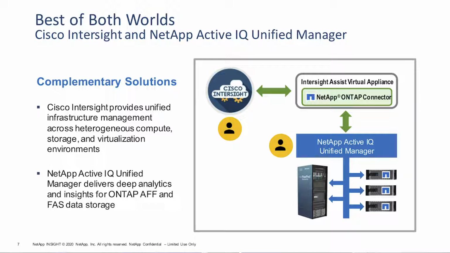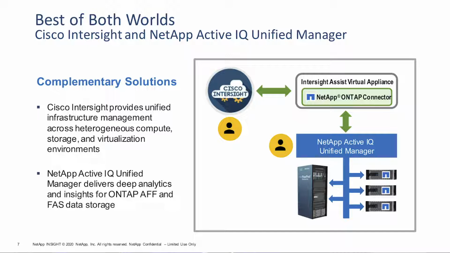So the architecture of our integration starts with an instance of our Unified Manager product, which is managing your NetApp storage environment. You're going to take a new or existing Unified Manager, 9.7 or later, and connect this to your Intersight virtual appliance to discover your storage. This Intersight Virtual Assist appliance now includes our ONTAP connector that we built jointly with Cisco.